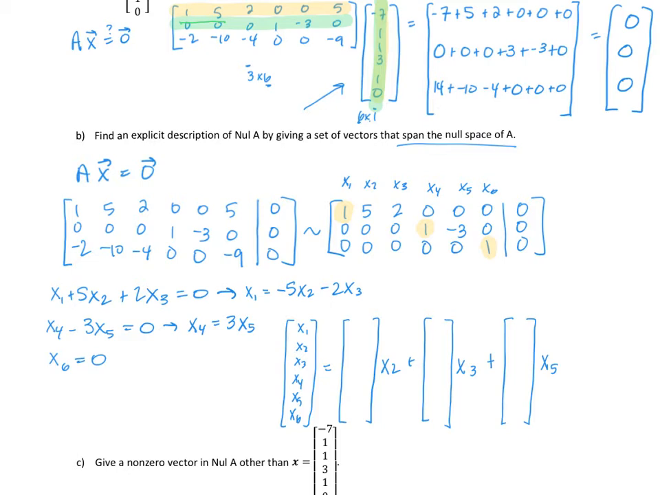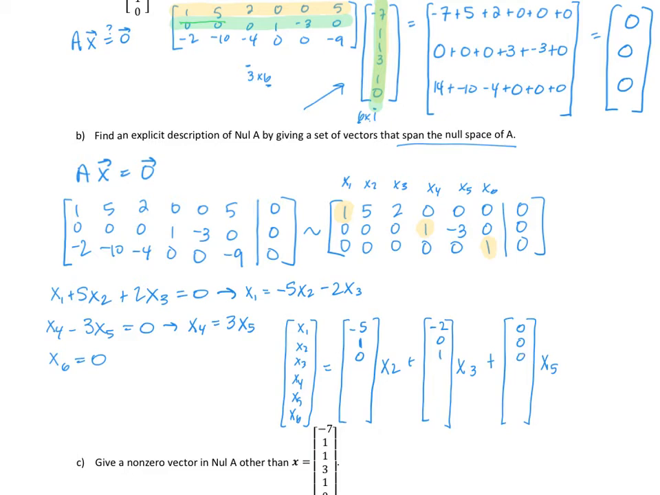And then x1 is negative 5x2, so I'm going to put a negative 5 here in the x1 position, minus 2x3, so I put a negative 2 there. And there are no x5s in my x1 equation, so I put a 0 there. And then x2 is one of my free variables, so I just want this to say x2 equals x2, so I'm going to put a 1 here and zeros in the other two vectors. x3 is free, so I'm going to put a 0 and a 1 and a 0.